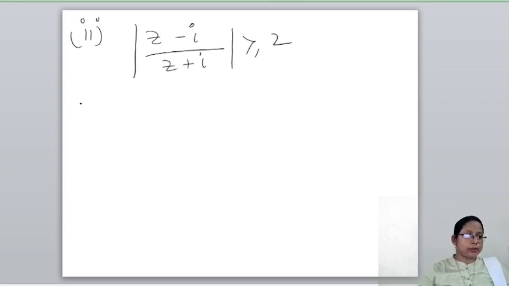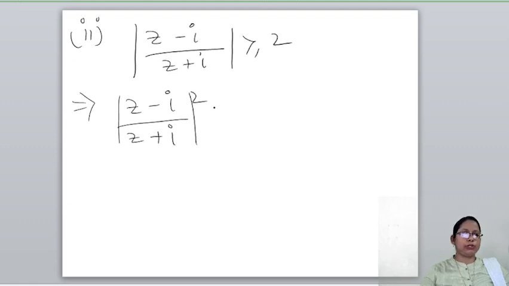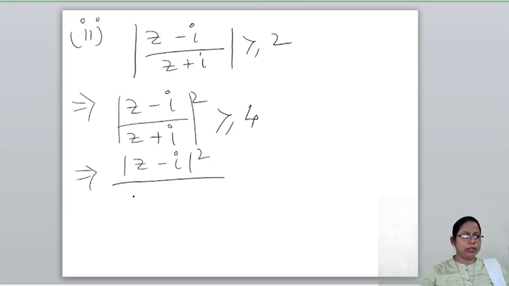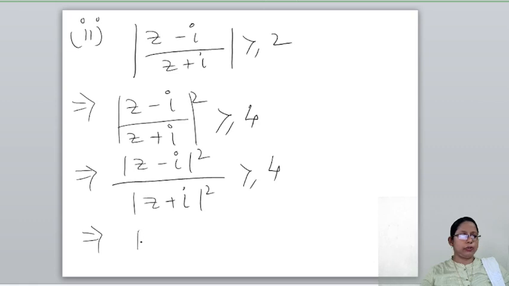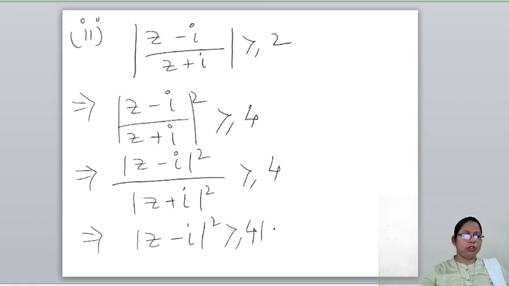So here you square both sides, you will get z plus i whole square, and 2 square will be my 4. If I use the property of modulus, then this will be modulus of z plus i whole square greater than or equal to 4. In the next step, it can be written as modulus of z minus i whole square by 4 modulus of z plus i whole square.